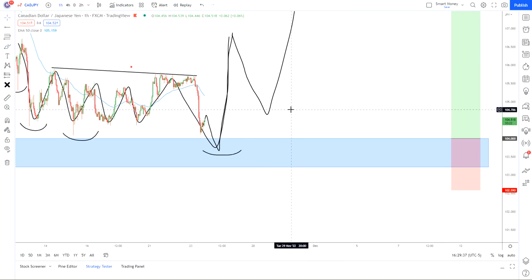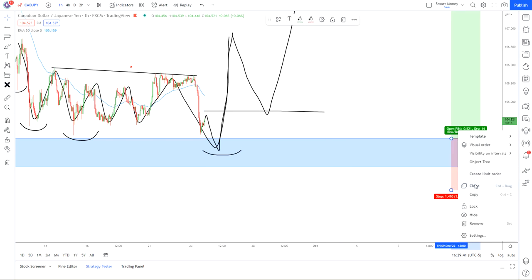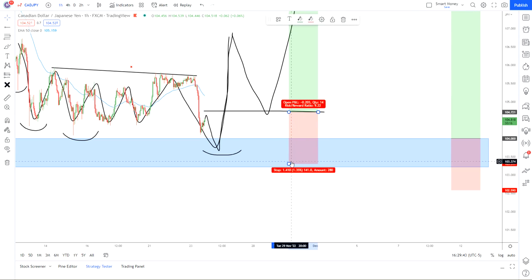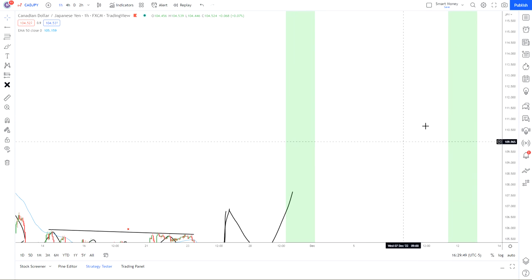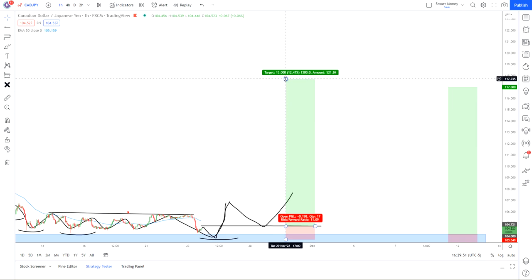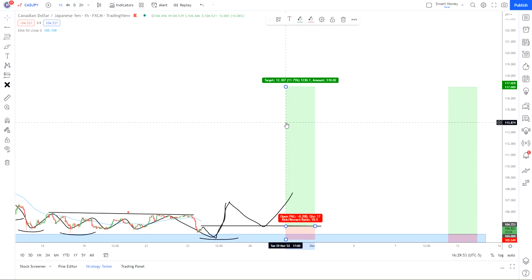Now, in that case, let's just say that we're entering, I don't know, right here. I'm just going to make this up. Then I'll clone this, and I'll show you a new risk to reward that we could have. Let's just say it stops right here. Now that's 117 pips, a little bit better than 141. But now you go from a 1 to 9 to a 1 to 10.5.